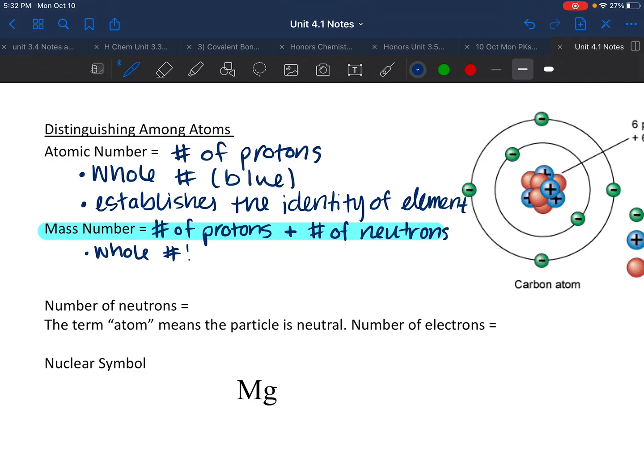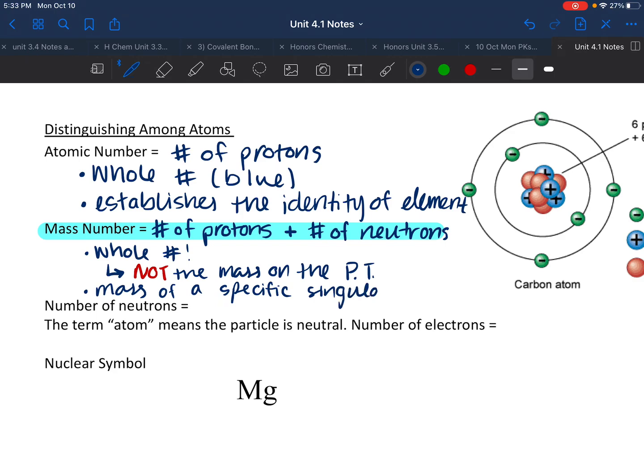And the reason why I'm emphasizing this is it is actually not the mass that we're familiar with on the periodic table, which I'll just shorthand as PT. Stands for periodic table. Okay? So, what mass number is, is the mass of a specific singular atom.